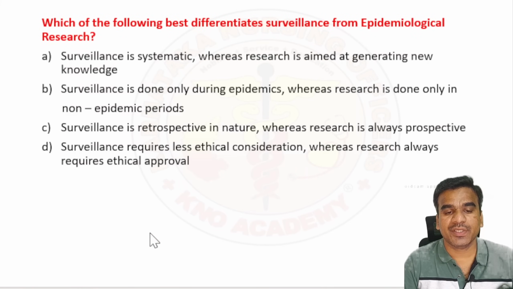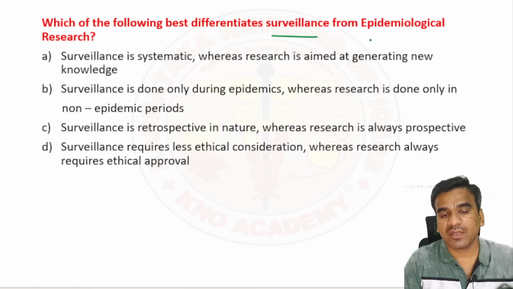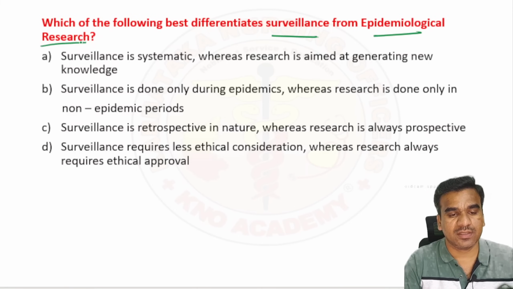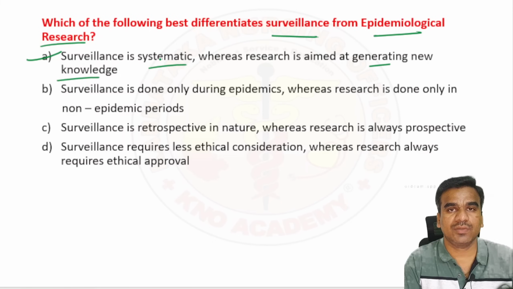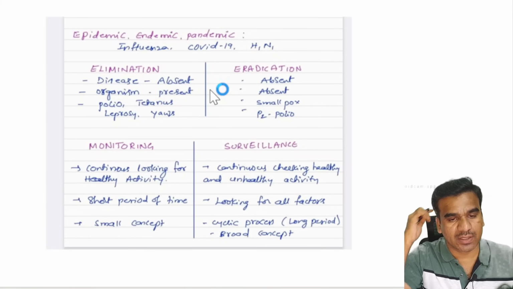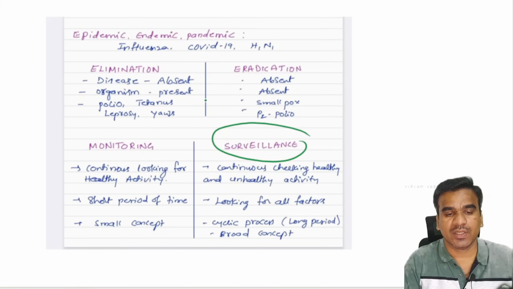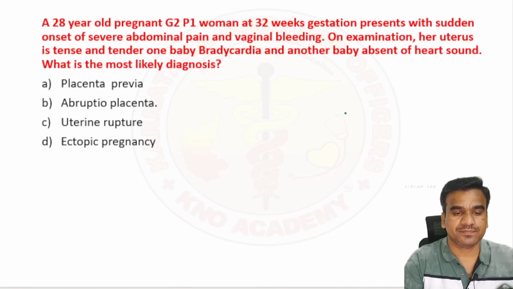Which of the following is best to differentiate surveillance from epidemiological research? This also I have done in the class. The right answer is option A: surveillance is systematic, whereas research is aimed at generating new knowledge. This we know, so there is no need to waste time. Here we can see I have written about surveillance and epidemiology. Everything I have explained in the class.